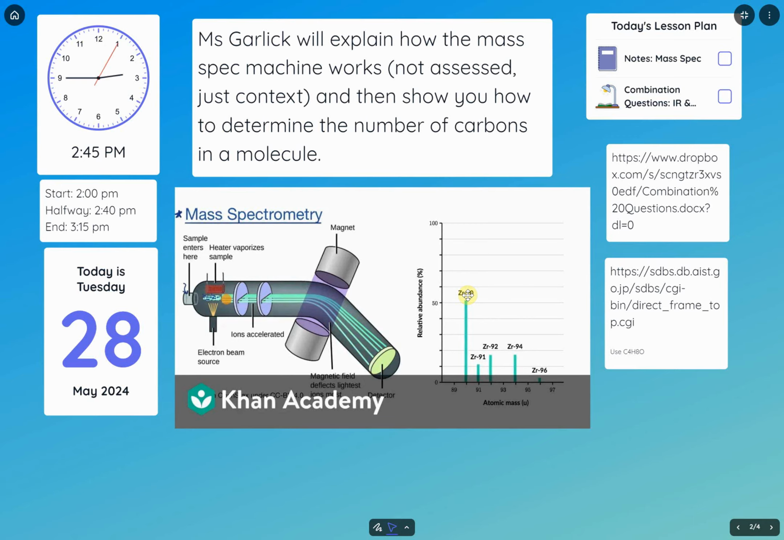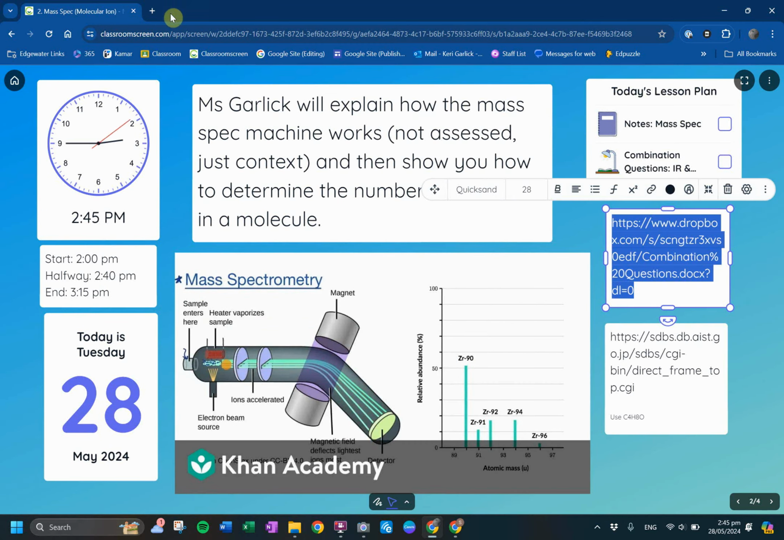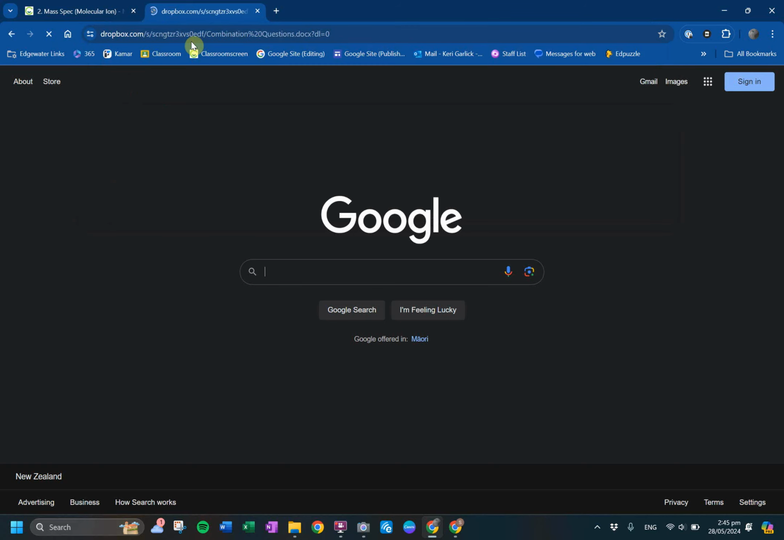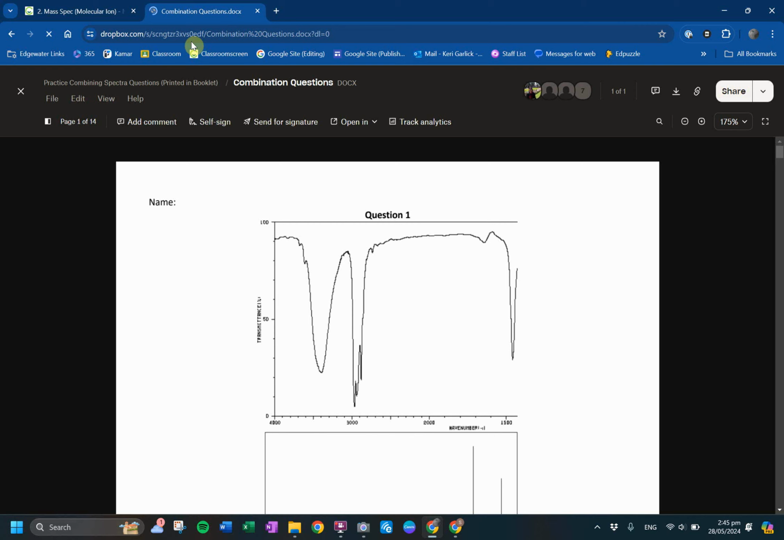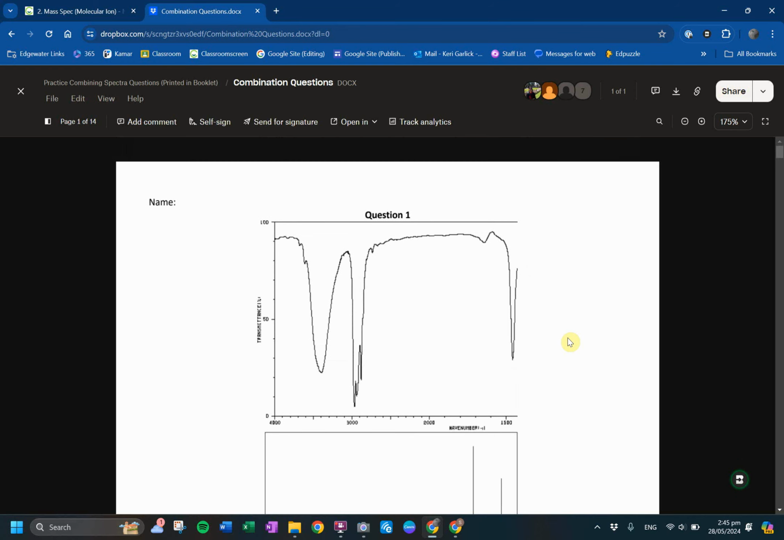So let's look at an example so you can see this in action. I'm going to take the collated questions you've been looking at. Again, I haven't printed this off because I find that you don't really need it printed off to be able to do this. In question number 1, the first thing you will do is look at the IR spectra and try to figure out what that is. So I'm looking at that real quickly. What functional group is that?